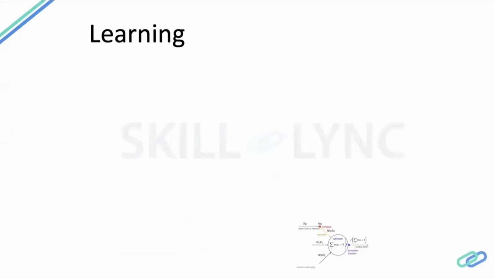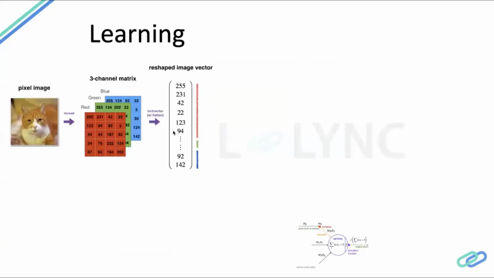Let me give you an example of a typical computer vision neural network system. Suppose I have the image of this cat, right? And as you know, every image can be broken down into red, green, and blue channels. So if it's a color image, there are three channels: red, green, and blue. You can break them down into three channels, and then you can take these channels individually and form a vector. So it means 255, 231, 42, 22, 123, 94, 83, 82. So you look at them row-wise, sort of unwrap them, or vectorize them.